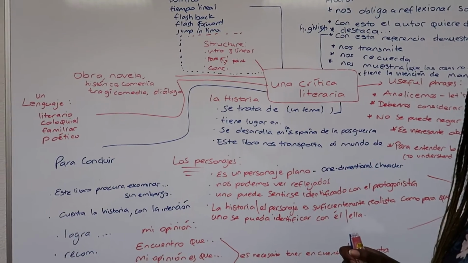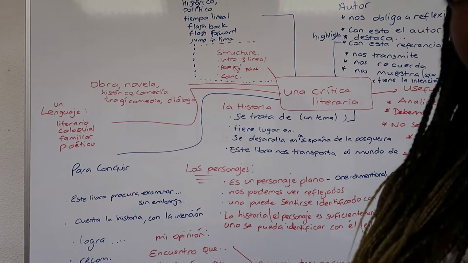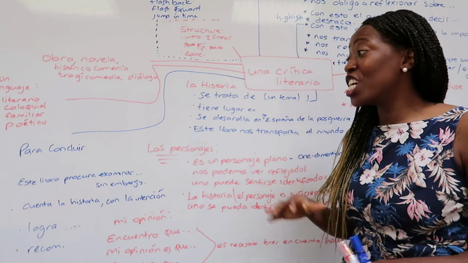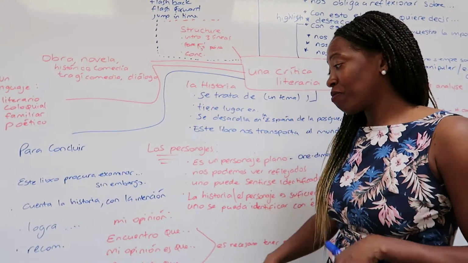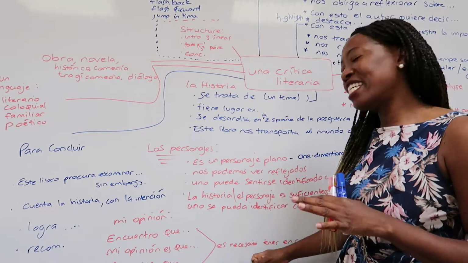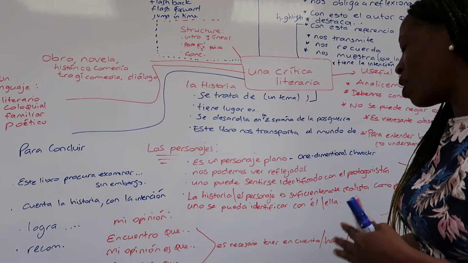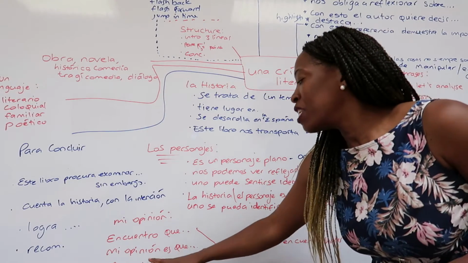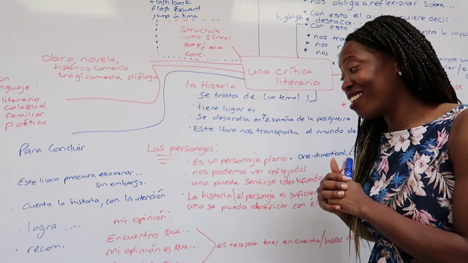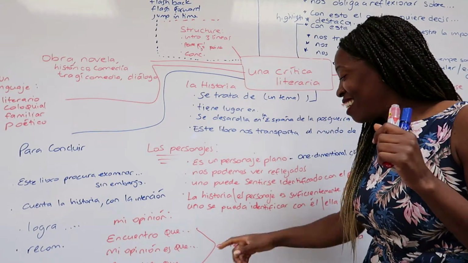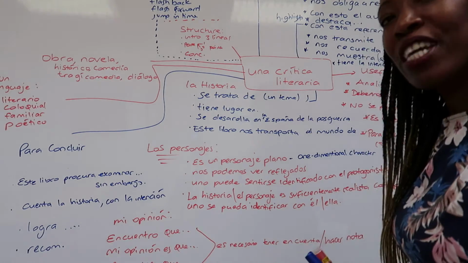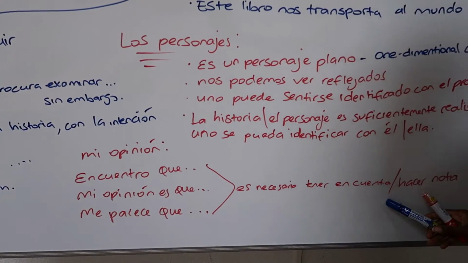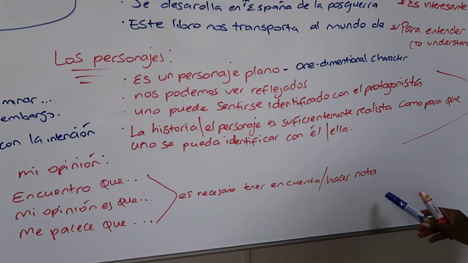Okay, let's have a look at our opinions down the bottom. Okay, let's see if we could go down just a little bit. So it goes down to my opinion, which you cannot forget. Mi opinión. Okay? Encuentro que es necesario tener en cuenta, okay, to bear in mind, or to make a note of, hacer nota. Mi opinión es que. My opinion is that. Me parece que, I think that. Es necesario, and then again you can elaborate on that a little bit more. So, es necesario tener en cuenta, to bear in mind, or hacer nota. I like these for you.